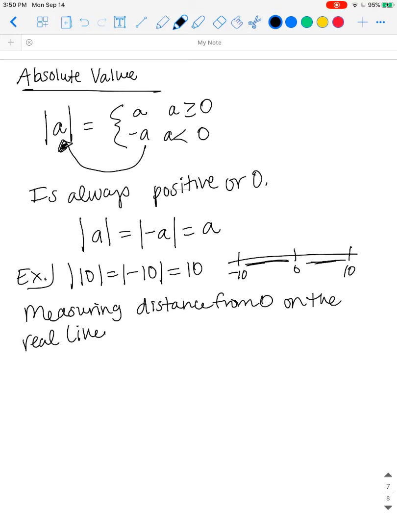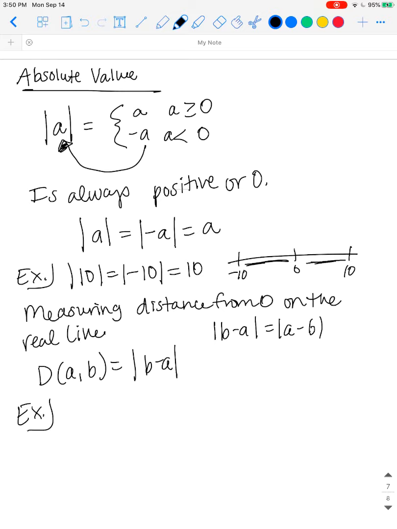So the formula we usually use for distance is d(A,B) equals the absolute value of B minus A. And you could notice in one of the earlier sections it stated that a property of negative numbers is that B minus A equals A minus B in absolute value. So it doesn't really matter which one comes first. So let's go ahead and do an example. Let's find the distance between -2 and 5.